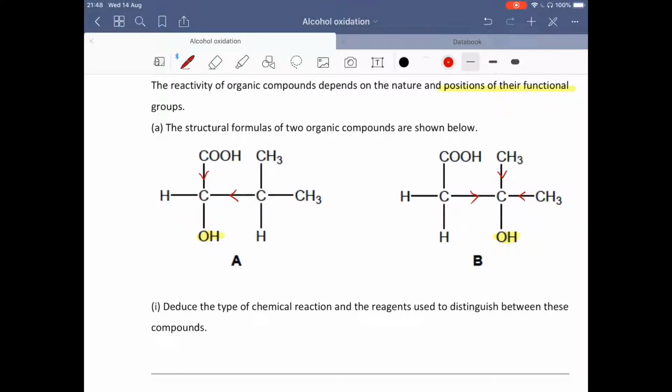So in your IB syllabus for topic 10, Organic Chemistry SL, for alcohol, there are two reactions used. The first one is oxidation. And the second one is esterification.